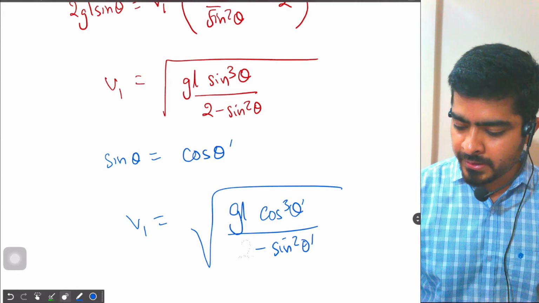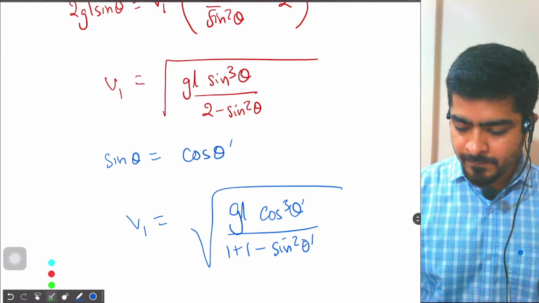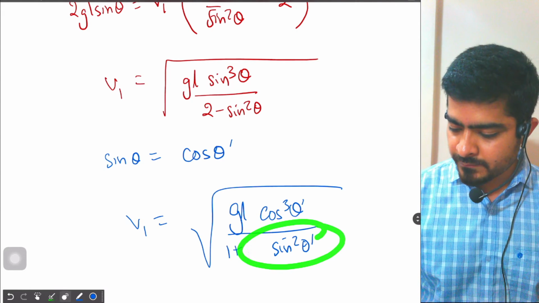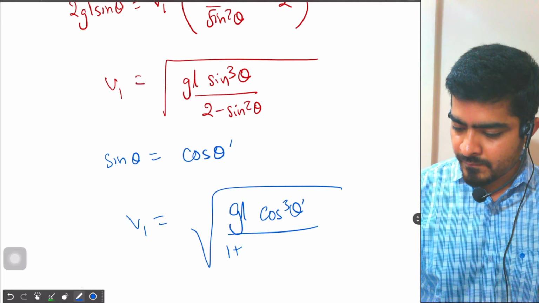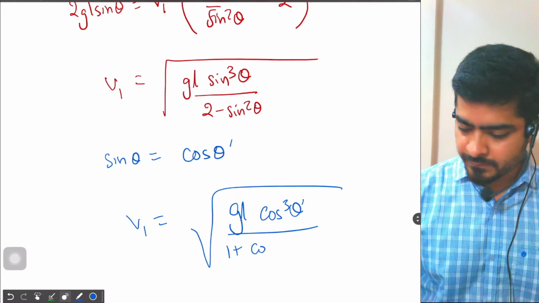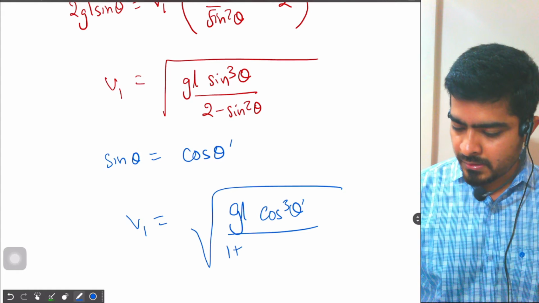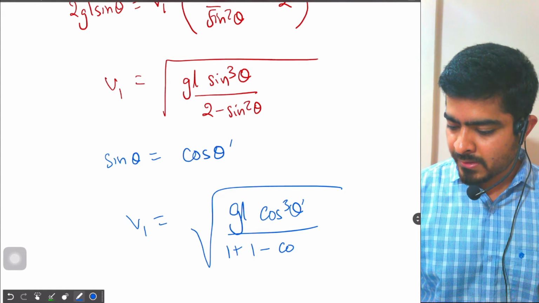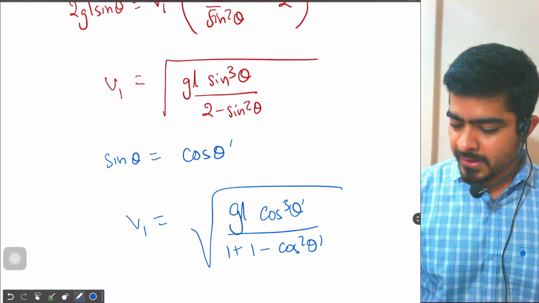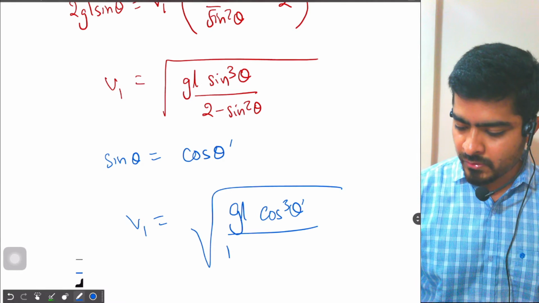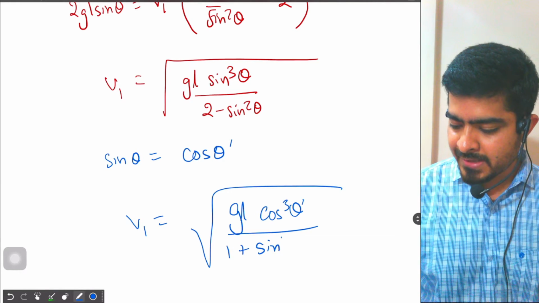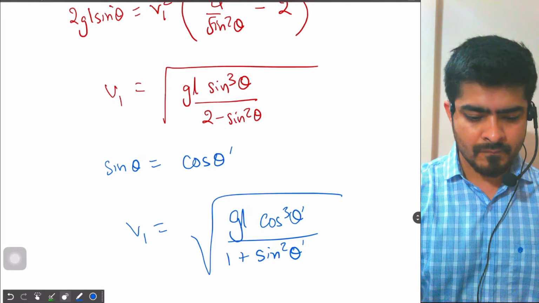Now this 2 can be written as what? 1 plus 1. So 1 minus sine square will be cos square. Sorry, this will be 1 plus 1 minus cos square theta dash, right? So 1 minus cos square will be sine square. So 1 plus sine square theta dash.